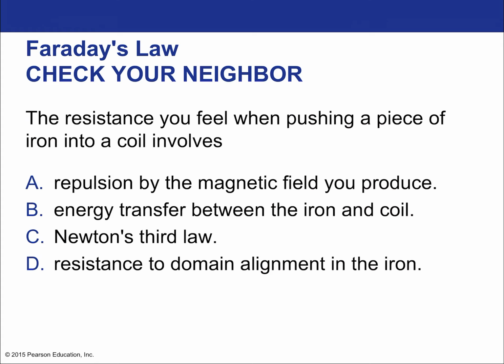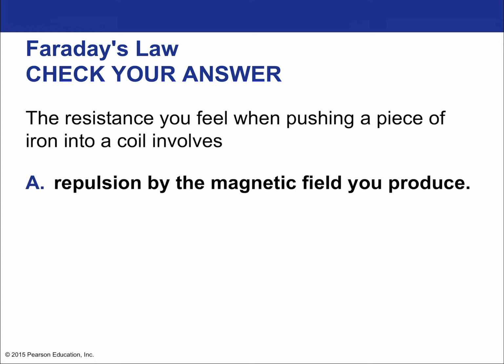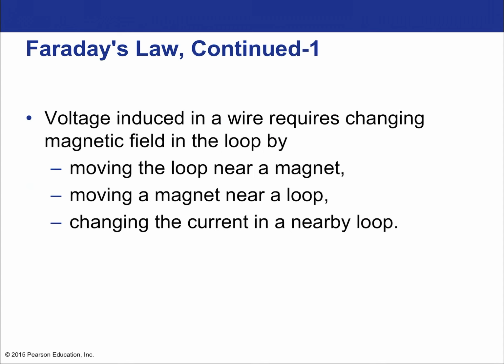Resistance to the main alignment in the iron. It's repulsion by the magnetic field you produce. Because what's happening is you're producing a magnetic field in that coil. Because of course we saw that, right? So once a voltage is induced in the coil due to the changing magnetic field, like plunging the magnet into the coil, well, now that coil produces its own magnetic field, right? And that new magnetic field opposes the magnetic field that created the current in the first place, okay? So the induced voltage and its associated magnetic field always opposes the original magnetic field.